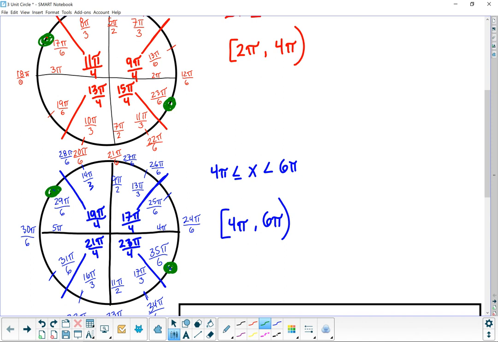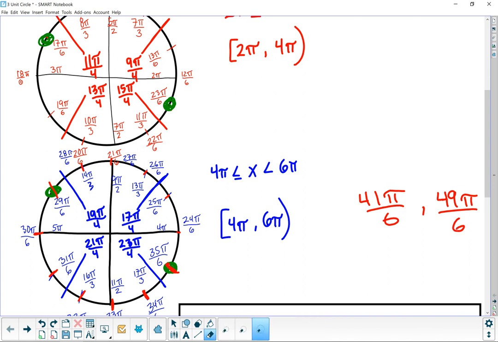Okay, so let's see. That's 35 pi over 6. I'll use red. 36 pi over 6, 37 pi over 6, 38 pi over 6, 39 pi over 6, 40 pi over 6. So this one right here, I would need 41 pi over 6. 42 pi over 6, 43 pi over 6, 44 pi over 6, 45, 46, 47 pi over 6, 48 pi over 6, 49 is my other answer. And that's how I kind of taught you guys to count.